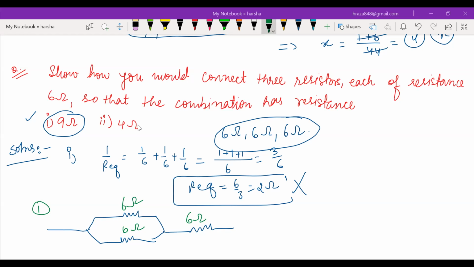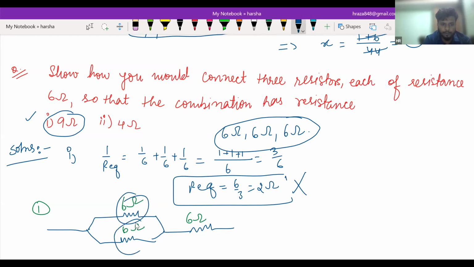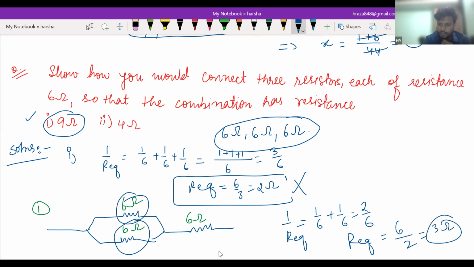Sir, 9 ohm. Very good. If you solve this, it will be 1 by 6 plus 1 by 6, that will be equal to 2 by 6. And this is the value of 1 upon R equivalent. So R equivalent will have a value of 3 ohm. And with this 3 ohm, the 6 ohm will be in series. So the equivalent resistance will be 9 ohm. So, Abdullah, is that clear?